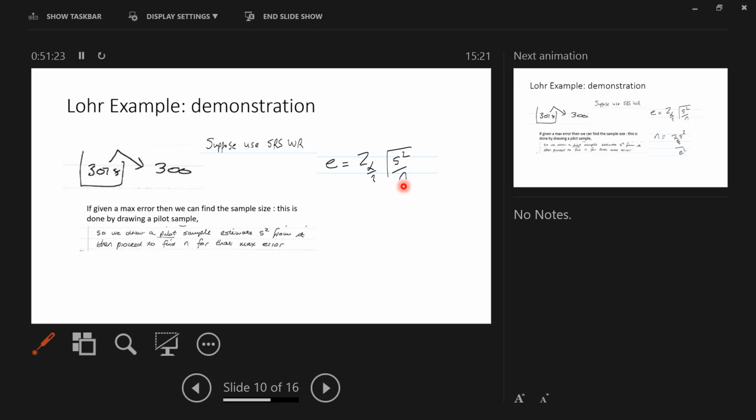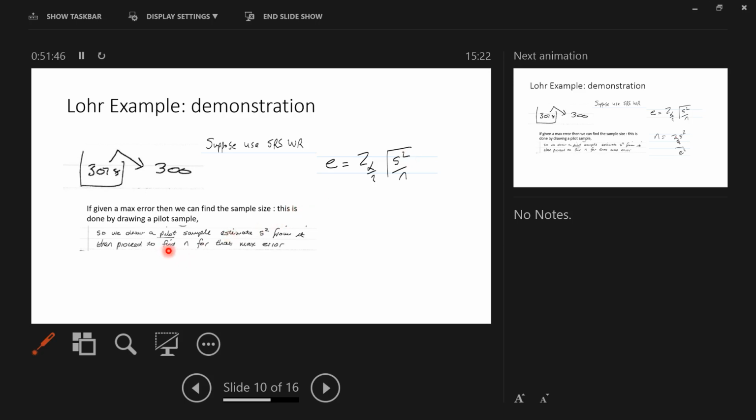They're giving you the error, so this is known, that's going to be a number. You know that's 2 or 1.96. You're trying to calculate what n is, but you don't know s squared because that's going to come from your sample. So you've got to sample to get it. You get it? So how can you sample and then work out what sample size you need? It's nonsense. So what you do is a pilot sample.